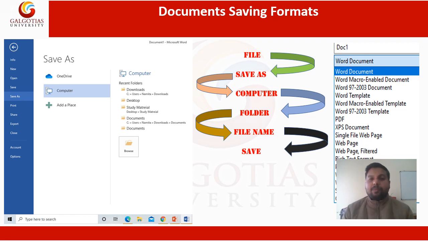And there is a format called PDF. We all know the Portable Document Format, which is very useful. If you save something in PDF, it is not going to change. So for safety purposes or for mailing, people use PDF format and send their documents. So there are some basic steps: File, Save As, Computer, folder, file name, and Save. From these steps you can save any document. So let's move to our next slide.